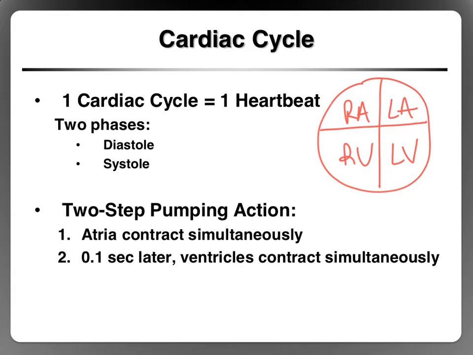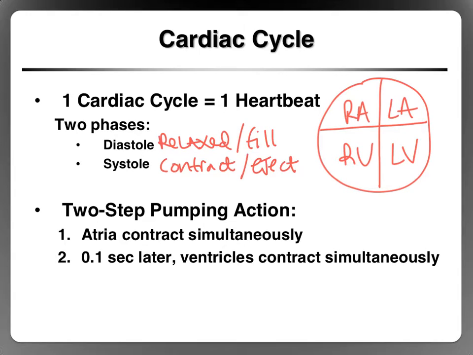And one heartbeat consists of 2 phases. So the atria contract together, and then the ventricles contract together. And that makes up one cardiac cycle. Whenever a chamber is relaxed, we call that diastole. Okay, and when a chamber is relaxed, it's filling. And when a chamber is contracting, we call that systole, and that chamber is ejecting blood.